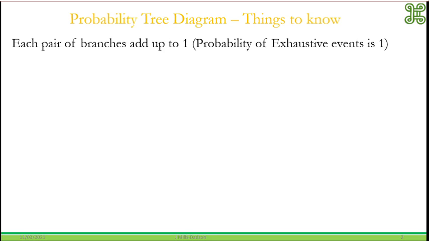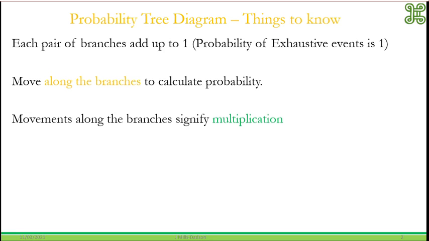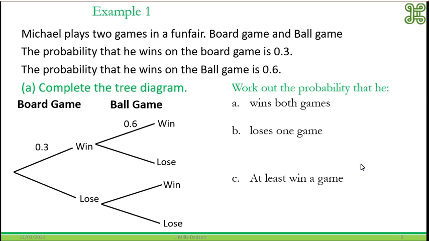Each pair of branches' probabilities must add up to 1. Second, we always move along the branches to calculate probability, and when calculating probability, we always multiply as we move along the branches. Michael plays 2 games in a fanfare, board game and ball game. Probability for each game is given.